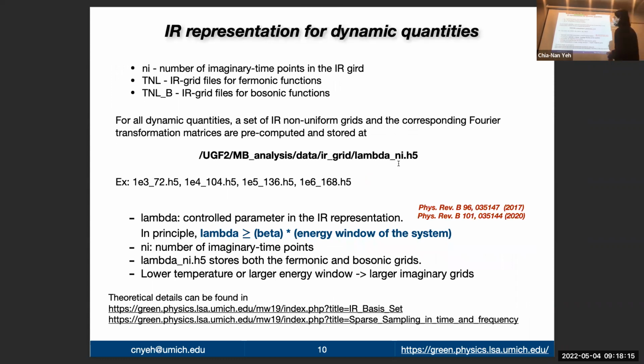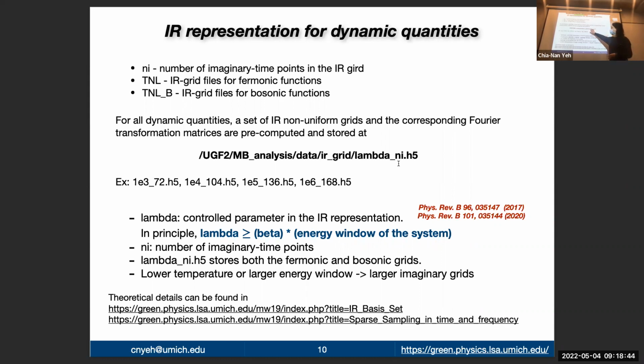So essentially, in UGF2, for all the dynamic quantities, we use a set of pre-computed IR non-uniform grids and the corresponding Fourier transformation matrices, stored temporarily in this folder. This could be moved somewhere else, and if it does, we just check the screen website, so it will contain all of the documentation.